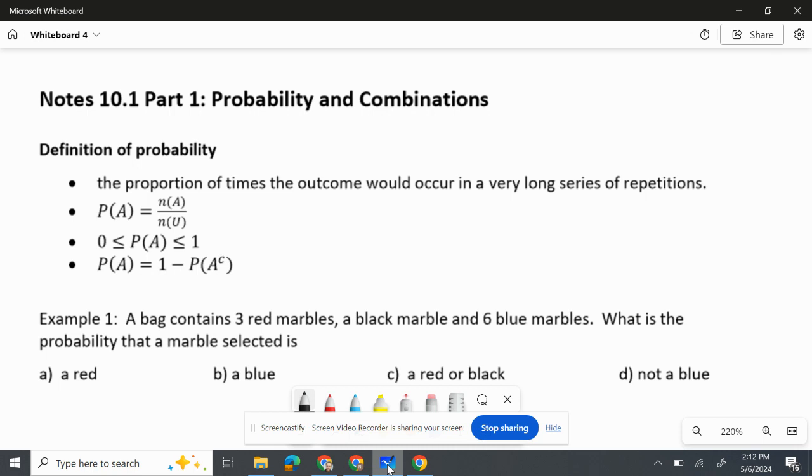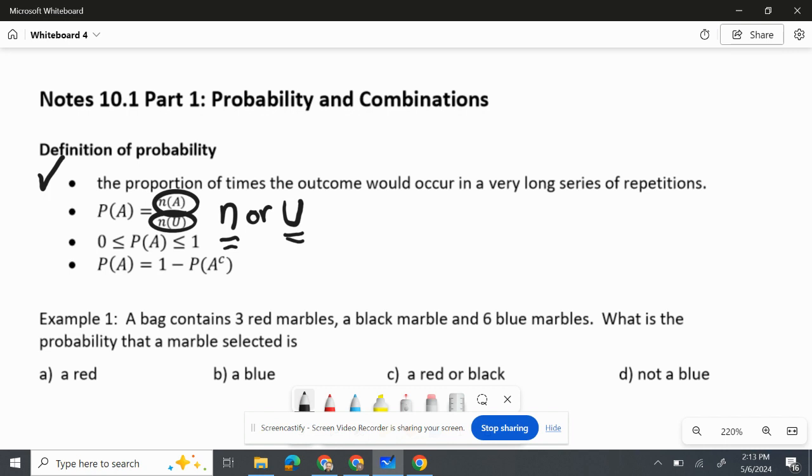What we're going to do is move on to probabilities. And when we're looking at the definition of probabilities, the first thing that we're going to do is define it. In words, we're talking about the proportion of times the outcome would occur in a very long series of repetitions. Mathematically speaking, we're talking about the number that we want over the total number. N or U is kind of considered the universal set or the total number of terms.